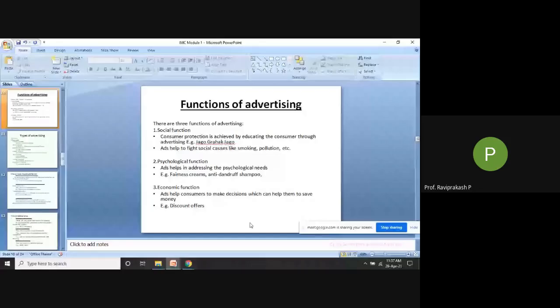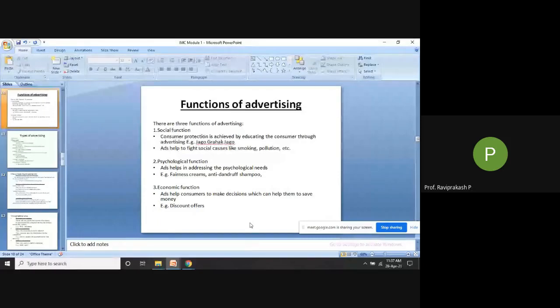Tall, so this could happen. If I was thin, this would happen. Basically you want to be somewhere other than where you are, so you want to have fairer skin, you want to have anti-dandruff shampoo, basically no dandruff on your head. You want to get thin, you want to get fat, you want to get tall. So all these come under the psychological function.